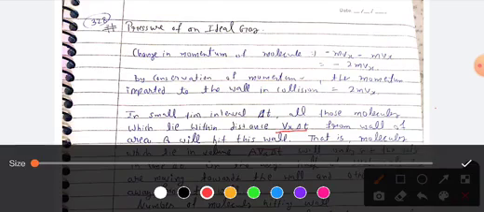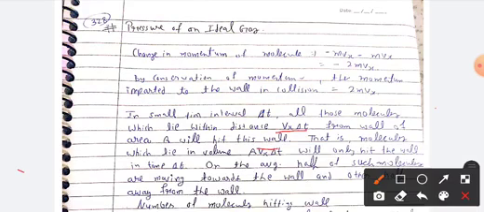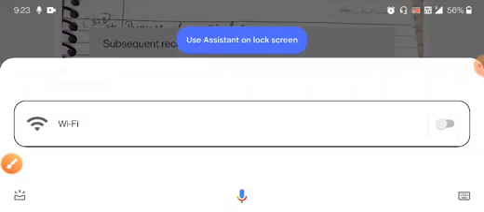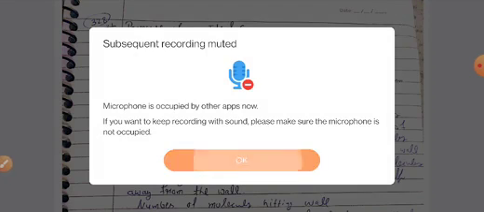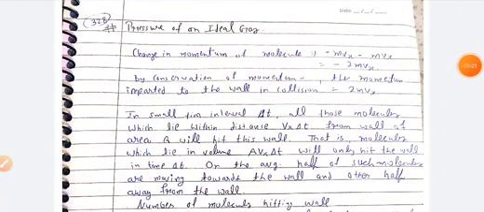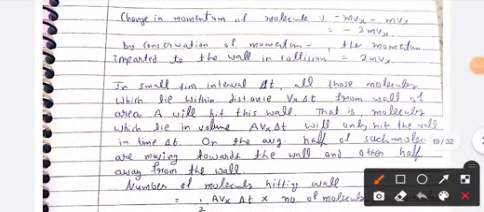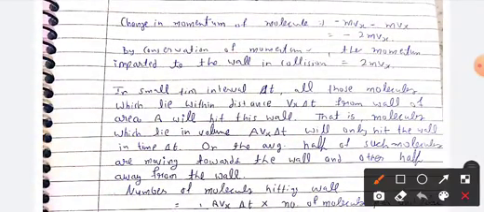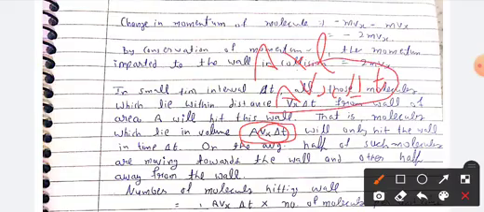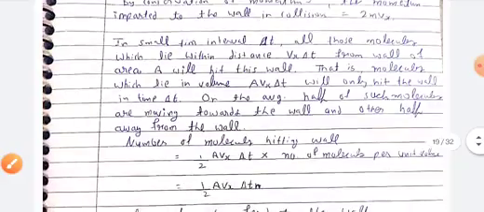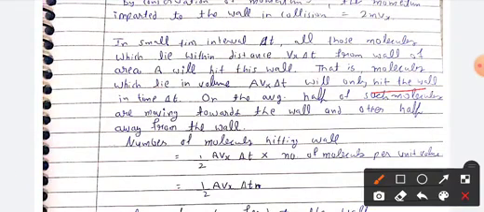So actually we want to calculate the number of molecules. Those molecules which lie within this distance from the wall of area A will only hit the wall. That is, the molecules which lie in the volume A into Vx delta t. This Vx delta t is the distance near the wall of area A. So the volume near the wall will be A into Vx delta t. This much volume is near the wall, and the molecules present in this volume will only hit the wall in time delta t.